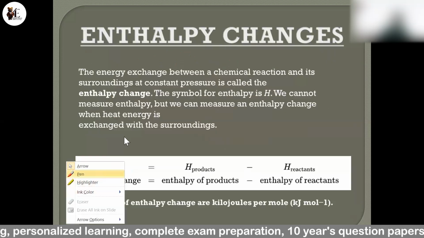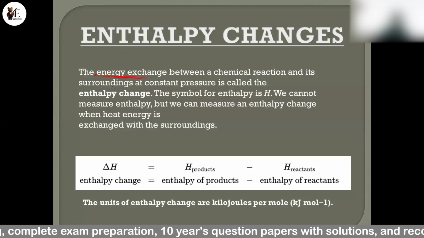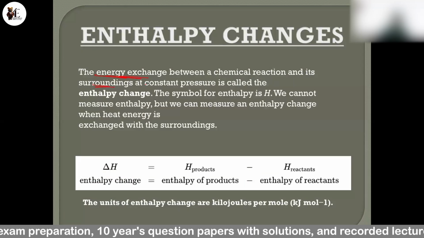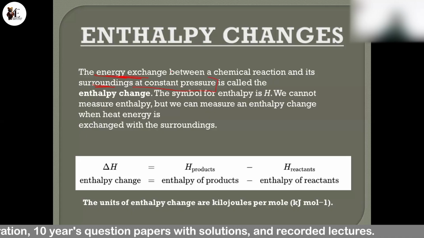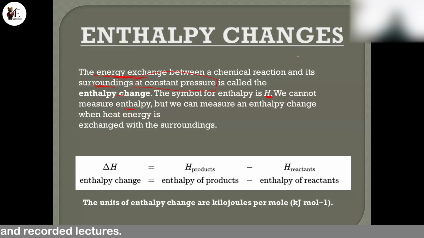Now enthalpy changes. What is an enthalpy change? It is just the energy exchange between a chemical reaction and its surrounding at constant pressure. This is important: at constant pressure, it is called an enthalpy change. Its symbol is H. We cannot measure the enthalpy, but we can measure an enthalpy change. You cannot calculate the absolute value of enthalpy, so you calculate the change in enthalpy, that is delta H.